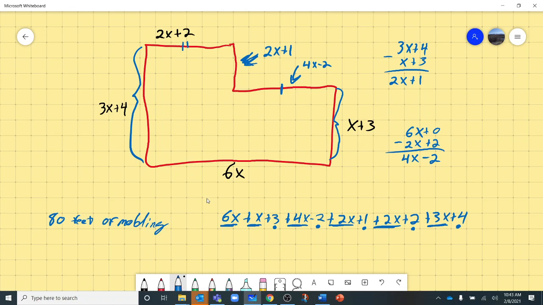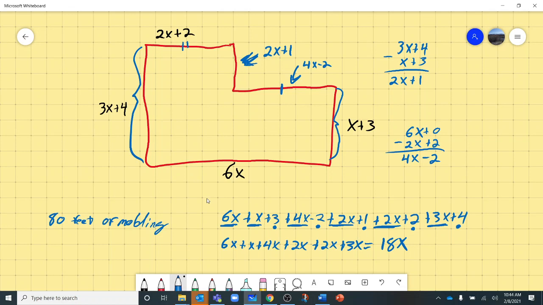So I'm going to take all of my underlined ones and put them together. So I have 6x plus x plus 4x plus 2x plus 2x plus 3x. And make sure you take whatever sign is directly in front of the number so that you account for any negatives. Okay, so 6x plus 1x is 7x, plus 4x is 11x, plus 2x is 13x, plus 2x is 15x, plus 3x is 18x. Okay, 18x is my total for the x part.